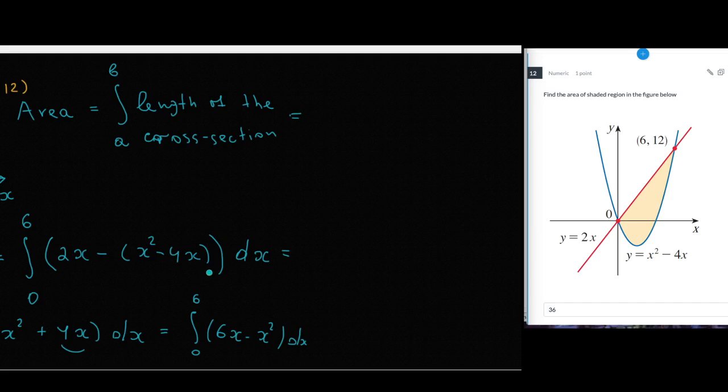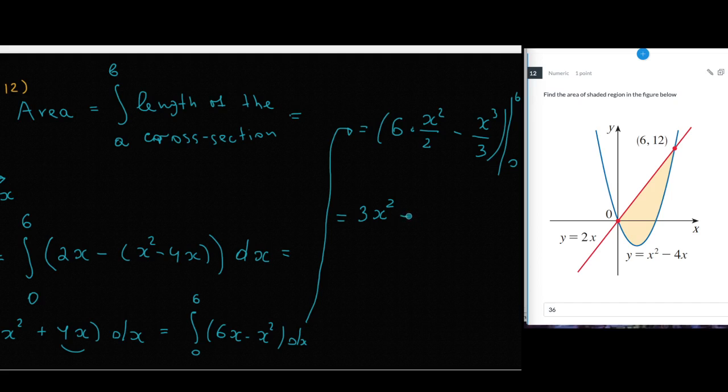And now we can integrate term by term using the power rule. The antiderivative of 6x is going to be 6 times x squared over 2, and then minus the antiderivative of x squared, which is going to be x cubed over 3. And we will be plugging in our limits of integration, 0 and 6. And let's see what we get. The first term in the antiderivative simplifies to simply 3x squared. And now we have minus x cubed over 6, plugging in 0 and 6.